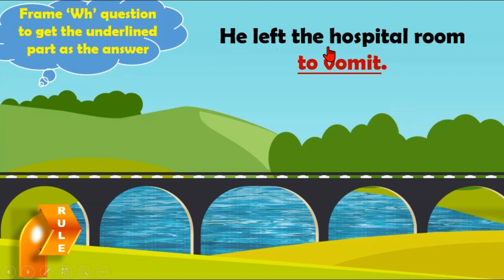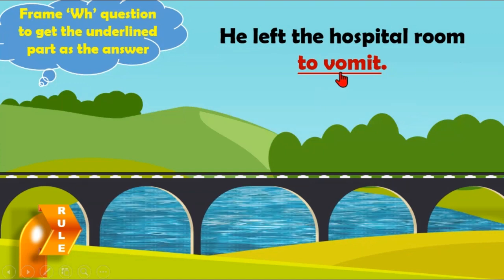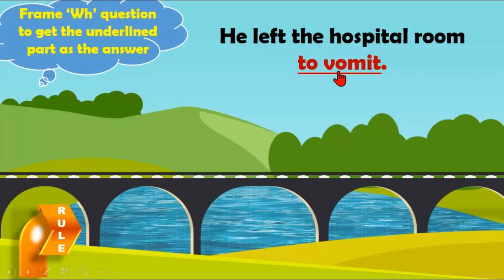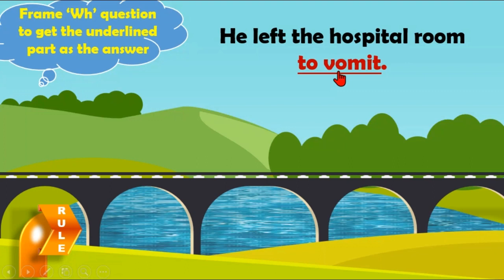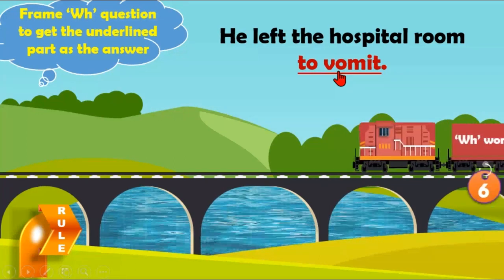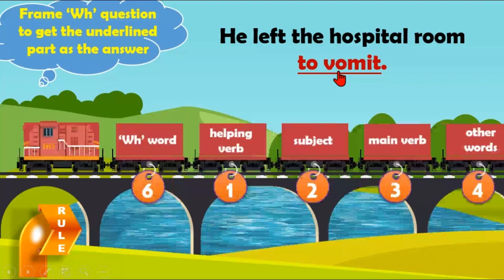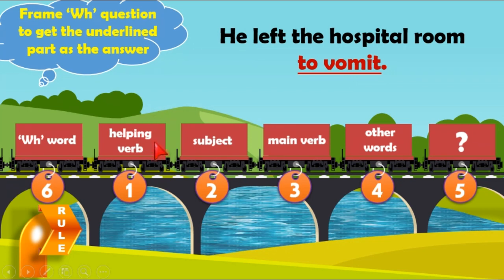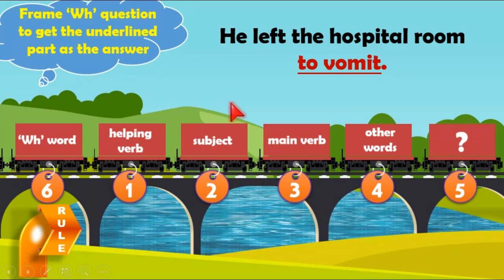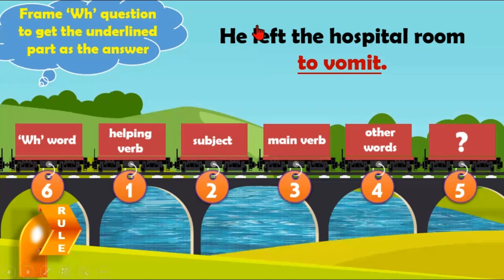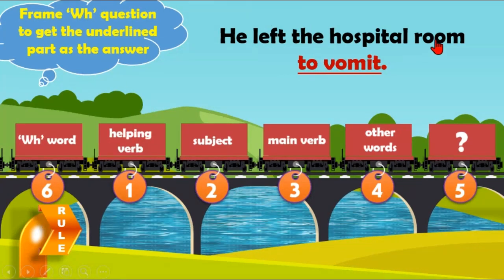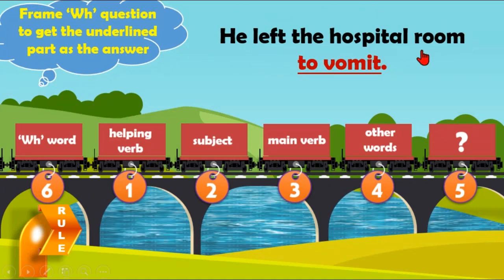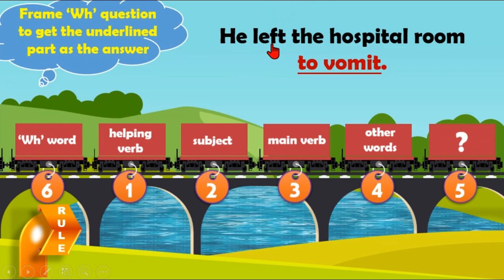Another example: he left the hospital room to vomit. We need to get the underlined part as the answer. Then how can we make a WH question? Did you forget how to make WH questions? The first step is a yes or no question. Yes or no questions begin with the helping verb. So we have to find the helping verb from here. But in this sentence there is no helping verb.